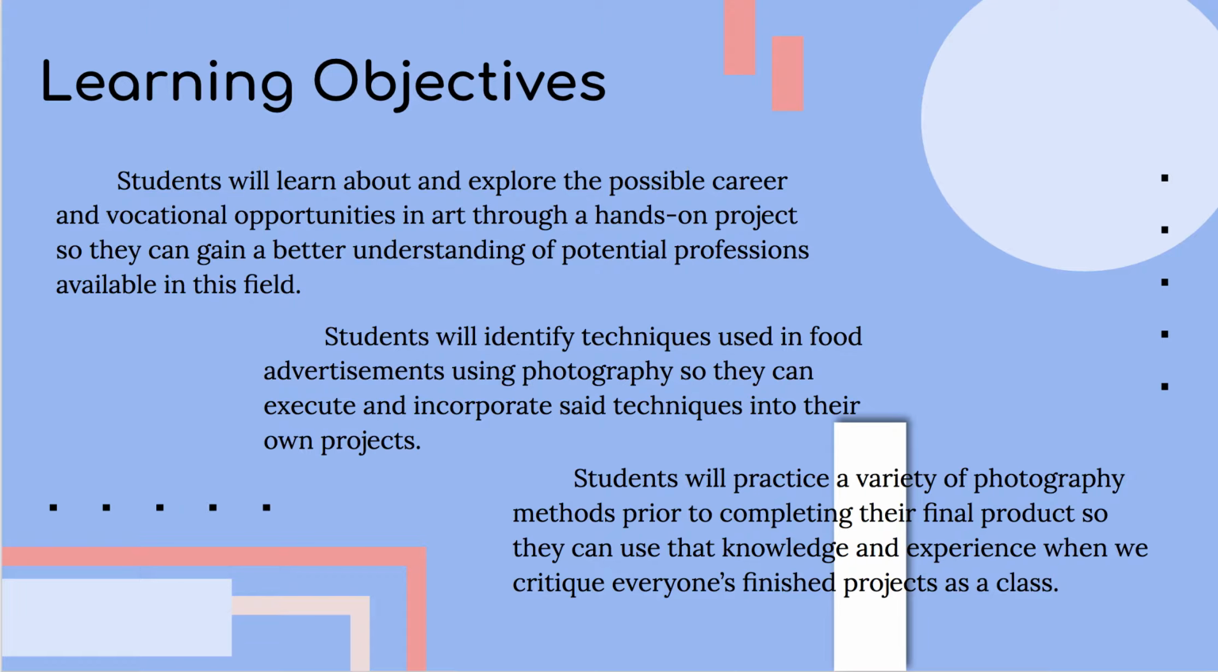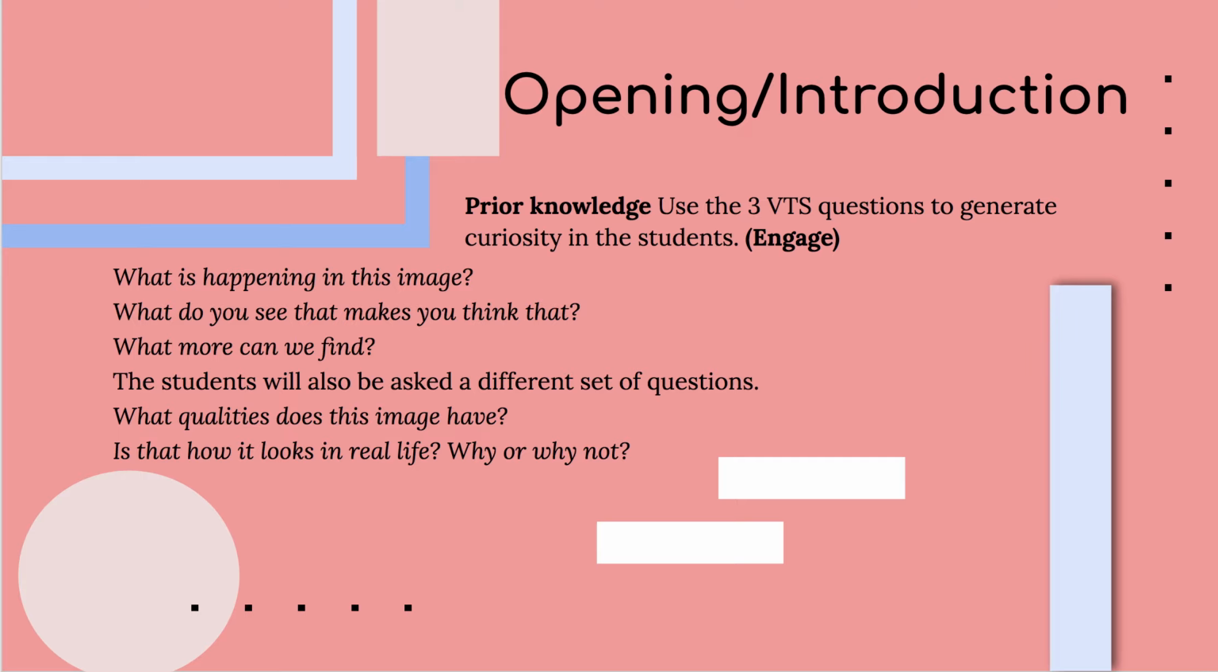The learning objectives are learning about and exploring career options through a hands-on project, identifying techniques used in food advertisement, and then practicing a variety of photography methods prior to completing their project so they can have a better understanding of what might work for one thing and not for another.